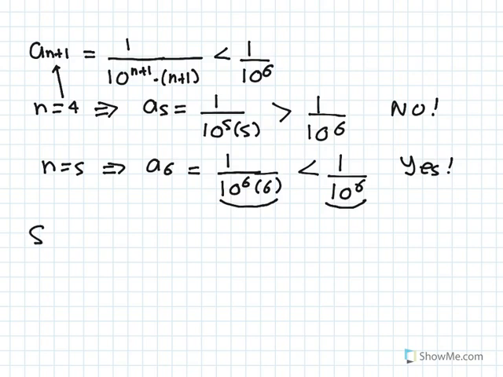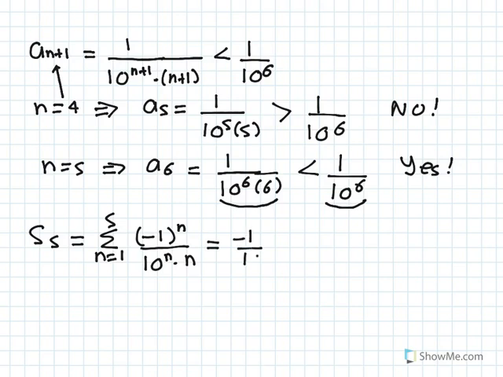So S5, the sum of the first 5 terms, will be the summation from n equals 1 to 5 of negative 1 to the power of n, divided by 10 to the n times n. Plug in n equals 1, we get negative 1 divided by 10. N equals 2, we get 1 divided by 10 squared times 2. N equals 3, we get negative 1 divided by 10 cubed times 3. N equals 4, we get 1 divided by 10 to the 4 times 4. And n equals 5, we get negative 1 to the power of 5, that's negative 1 divided by 10 to the 5 times 5.